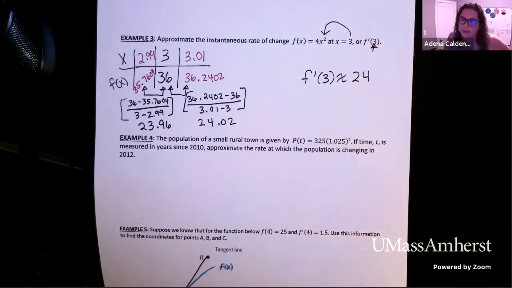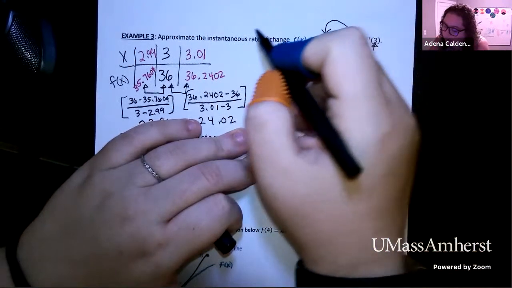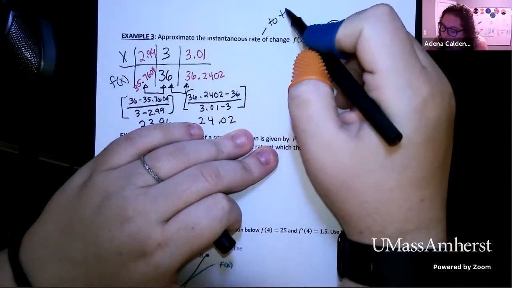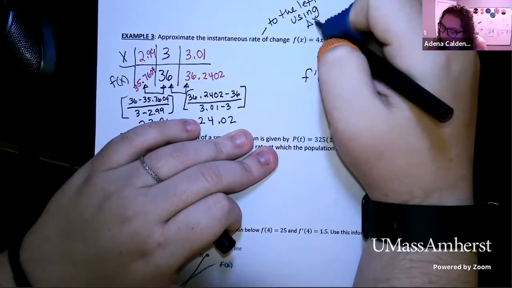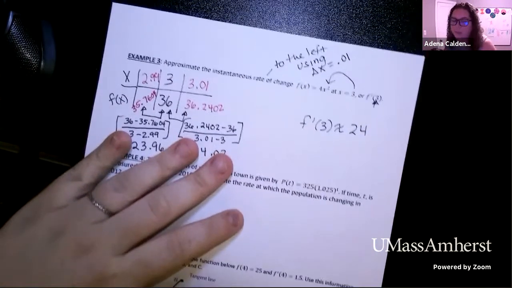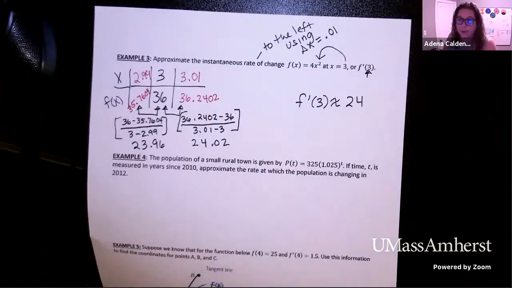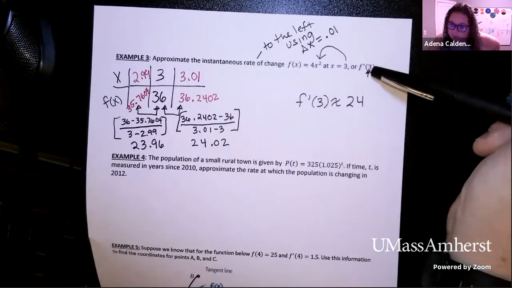So within the context of this problem, there are a lot of ways that this can be asked. It could be asked exactly like you see here, approximate the instantaneous rate of change. And as it's worded, you can do it just like this, right? However, sometimes you may see wording like approximate the instantaneous rate of change to the left using, and then something like delta x equals 0.01. Okay, so what does that tell you? That tells you that I'm only doing a left-hand approximation and that I need to be within 0.01 of the value I'm interested in, so of 3.